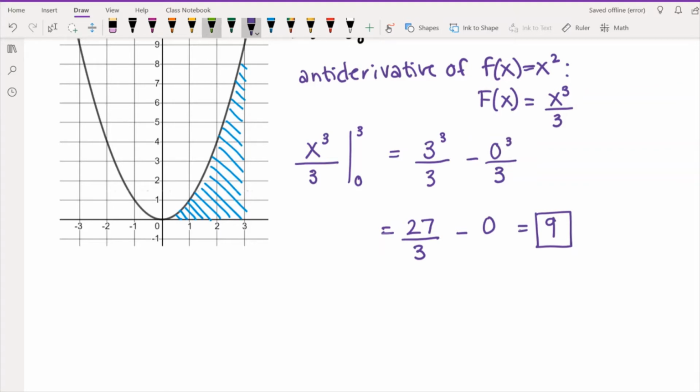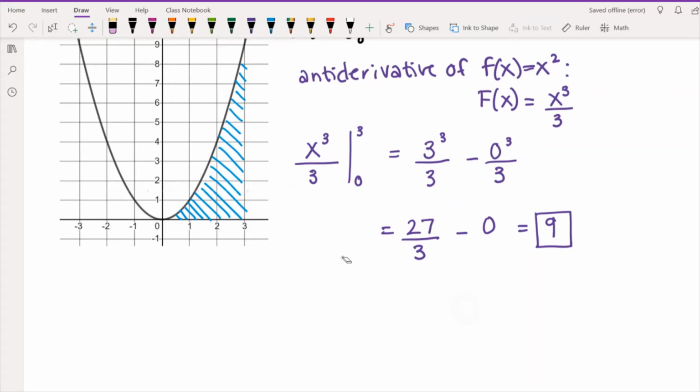So notice that when we plugged in 0, we got 0. That happens a lot. It happens when basically you have a polynomial, but it's not going to happen for every function. So you never want to assume that by plugging in 0, you get 0. Make sure that you're checking what your actual function is.